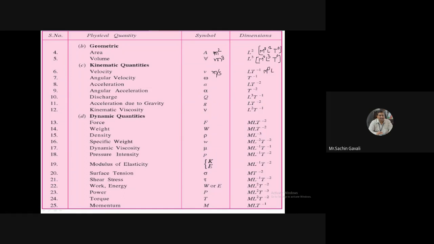L raised to 1 and T raised to -1. So this will be the MLT form of velocity. Like this, we can say it is a radian angular velocity.